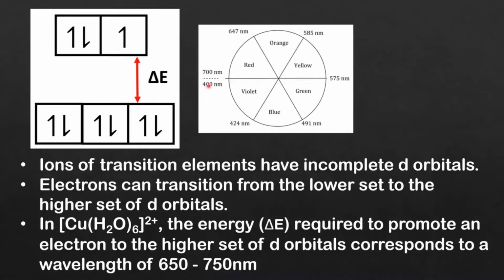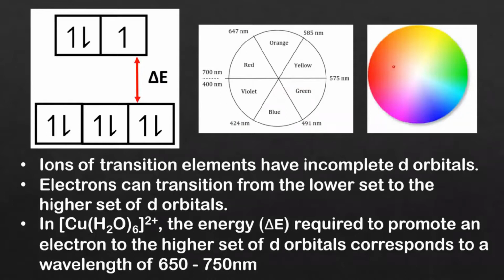To determine which color will be absorbed and which color will be transmitted by the hexaaquacopper(II) ion, we can use a color wheel. So in this example, the wavelength of light that's being absorbed is in the range of 650 to 750 nanometers, and if we look at our color wheel, that corresponds to the wavelength of red light. So if red light is being absorbed, the opposite or complementary color is being transmitted. If we look on this color wheel, we can see that the complementary color to the one that's being absorbed, which is red, is the color of our copper(II) sulfate solution, which is blue.